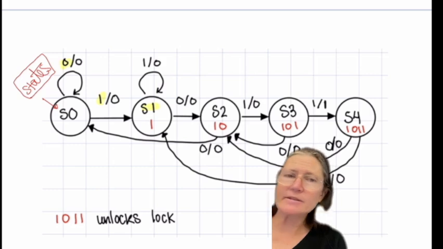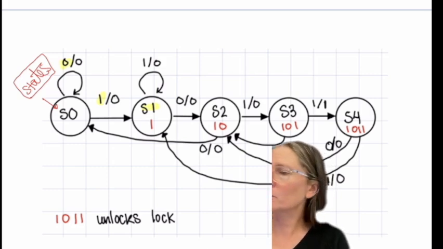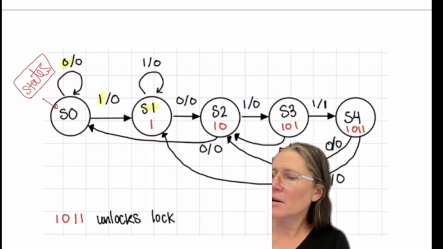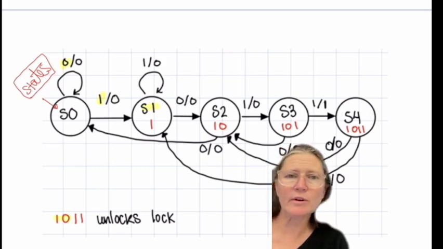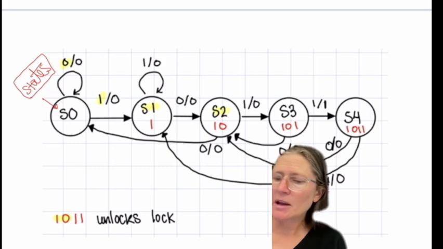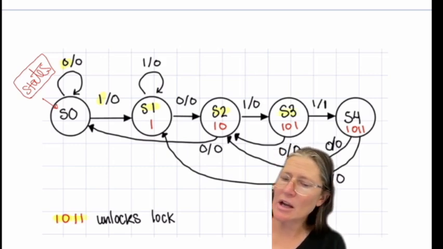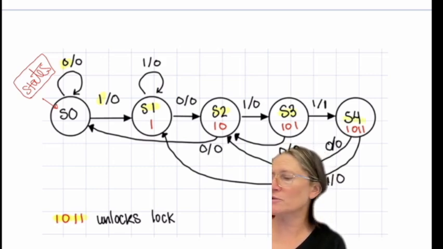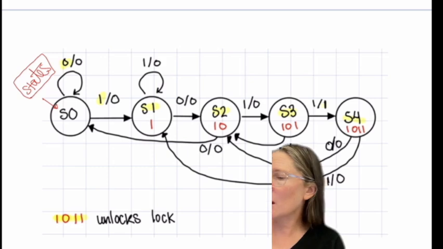If I'm at state 1 and I get a 0, that means I've gone 1, 0, and I move to my next state. If I got 1, 0, 1, that means I move to state 3. And if I get 1, 1, 1, that means I move to state 4, and my output is 1.